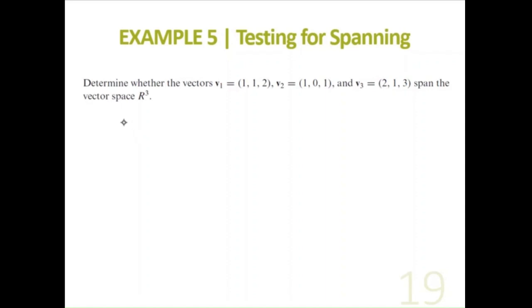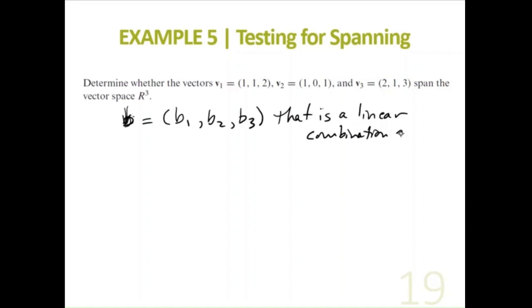So we would basically be using the technique that we did in the previous example. We've got to find whether we can find some arbitrary vector b, and we'll denote it like this, b1, b2, b3. Can we find an arbitrary vector that is a linear combination of v1, v2, and v3? Remember that subspace W is the set of all linear combinations, and it's a subspace of the vector space V. If we can't find a linear combination, we're not going to be able to say that these vectors span the vector space R3.